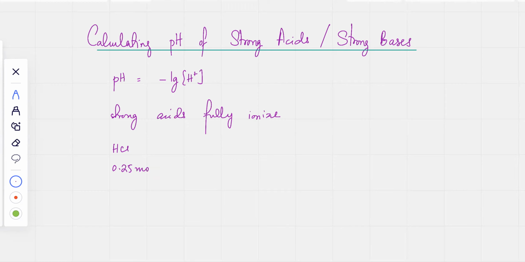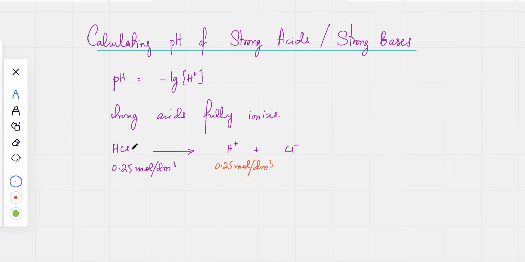What that means is, let's say I have HCl, and it's 0.25 mole per decimeter cube. Now I know that this HCl is going to fully ionize. It's going to produce H plus 1 ions and Cl minus 1 ions. Every single HCl molecule would ionize. So if the concentration of HCl is 0.25 mole per dm cube, the concentration of your H plus 1 ions is going to be exactly the same, 0.25 mole per decimeter cube as well.